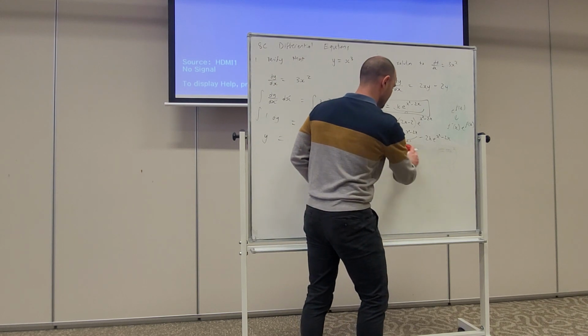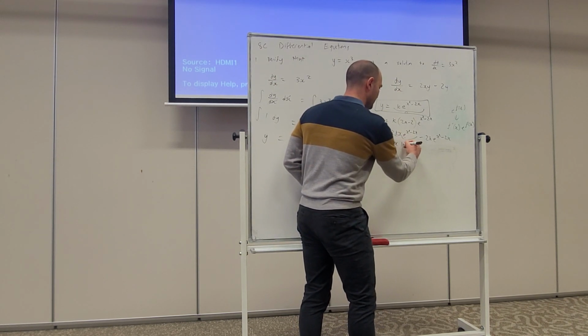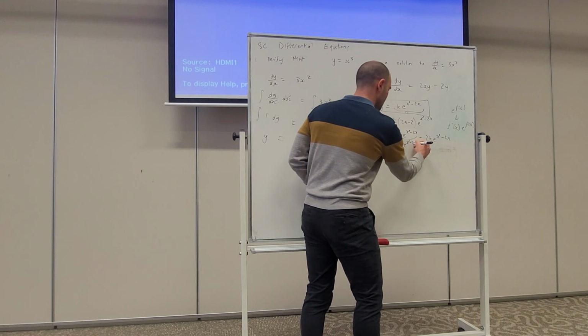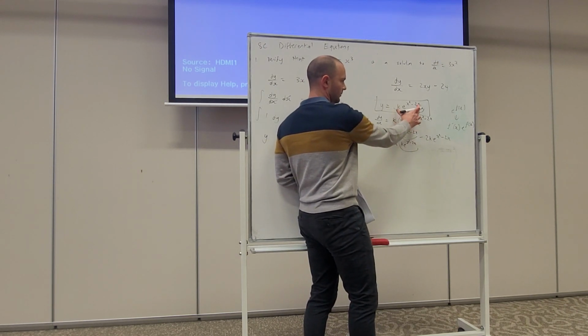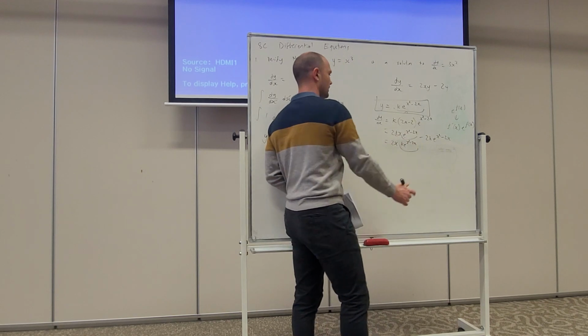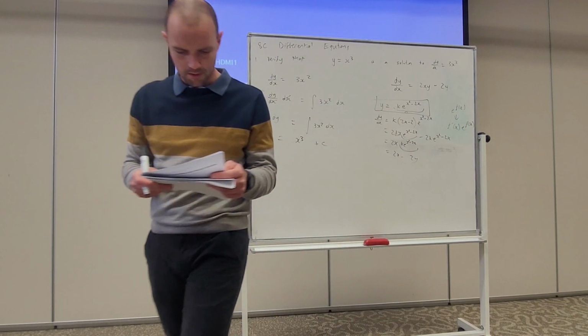Oh my gosh, I'm mixing up the k. 2x, and then I have k e to the x squared take 2x. That whole thing is y. Okay, so we're just performing that substitution there. So that gives us 2xy take 2y. Alright, cool. So that's the first part.